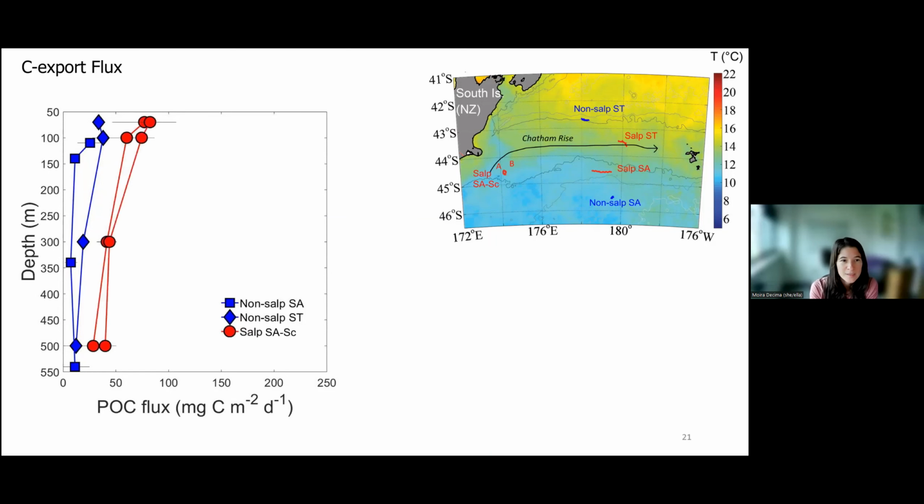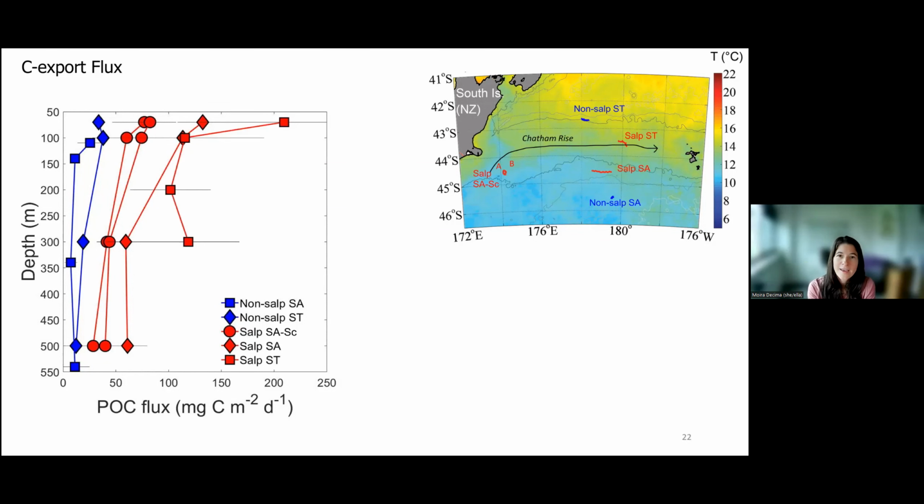Then if we move on to the Salp cycles, this is our first Salp cycle, Salp SASC, our nearshore location. You can see it has enhanced export. As we move to the next location, Salp SA, further offshore, we have even more flux. And our last cycle, the subtropical water one, also the one that we sampled last, had the highest amount of export of all the different cycles.